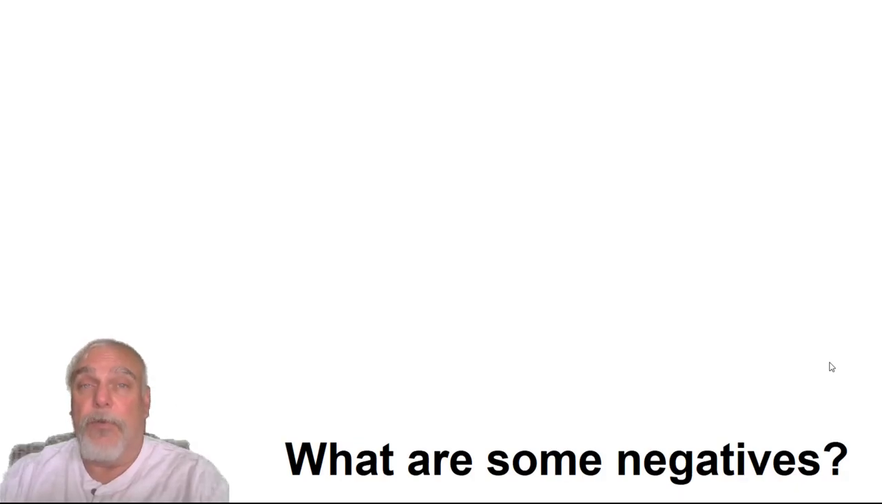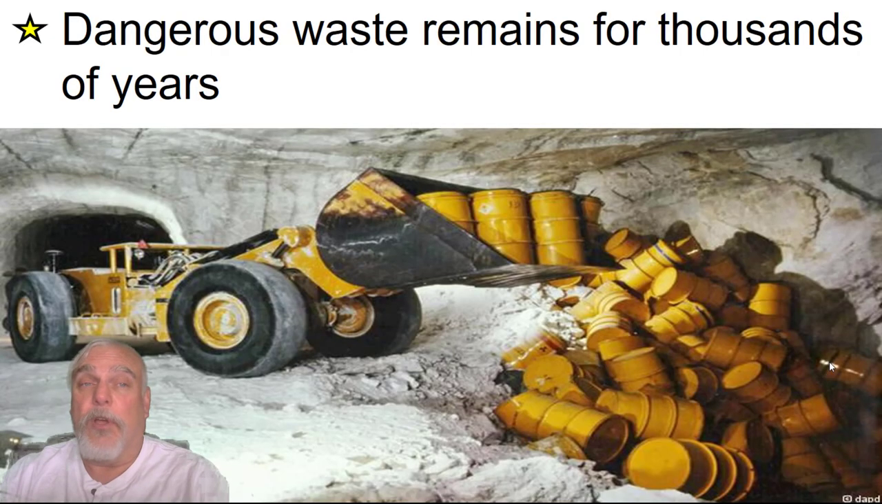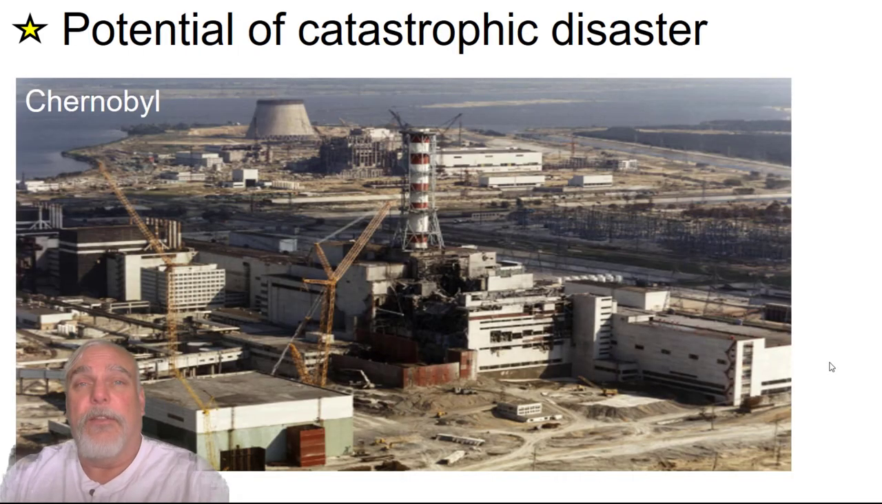Negatives. What are some negatives of nuclear energy? The biggest one is the dangerous waste remains for thousands of years. So anything that's in contact with the core or anything like that is going to become radioactive, and then that radioactive waste needs to be disposed of somewhere. There is the potential of catastrophic disaster. You may have heard of the Chernobyl disaster in Ukraine. And this was a nuclear power plant that melted down.